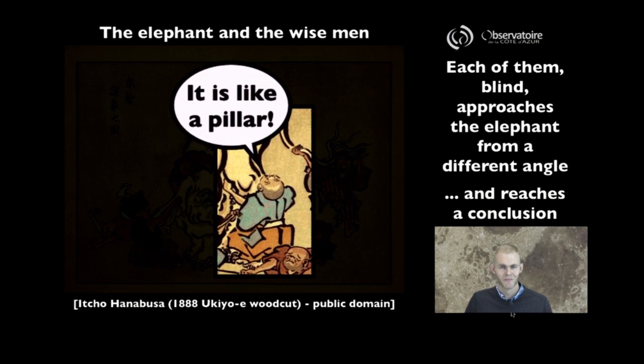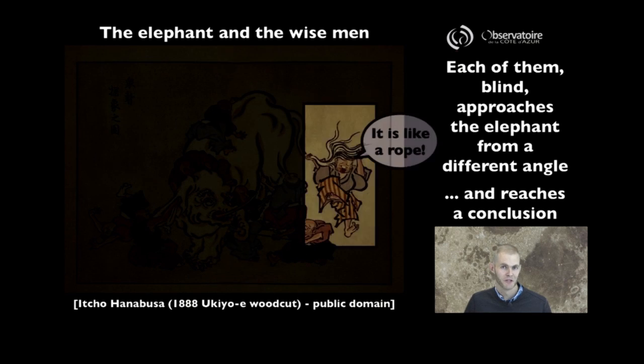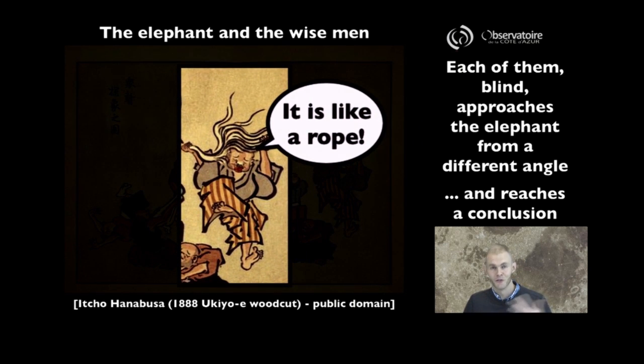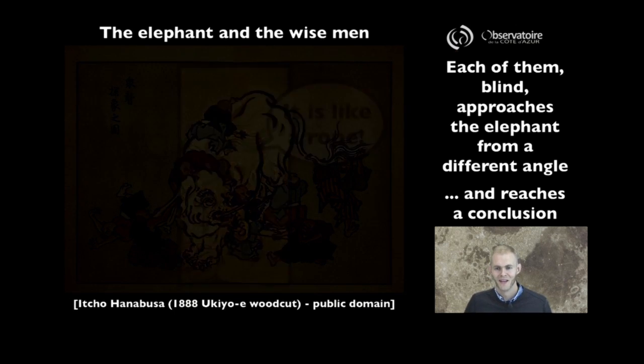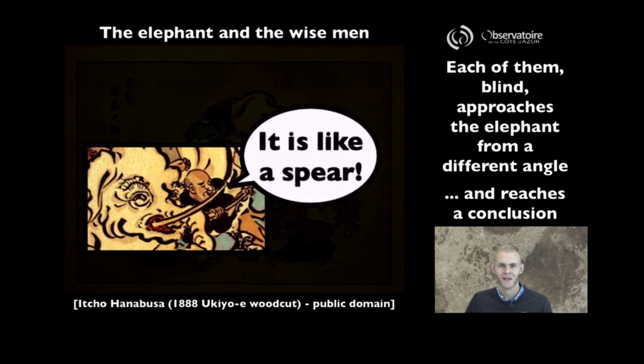Now, the second guy comes from a different angle and happens to reach for the leg first thing, and rapidly concludes that the elephant is nothing but a pillar. Different observation, different conclusion. And the story goes on. A third one, reaching for the tail, concludes that the elephant is very much like a rope. And finally, a fourth one happens to first touch the tusks of the elephant and naturally concludes that the elephant is very much like a spear.